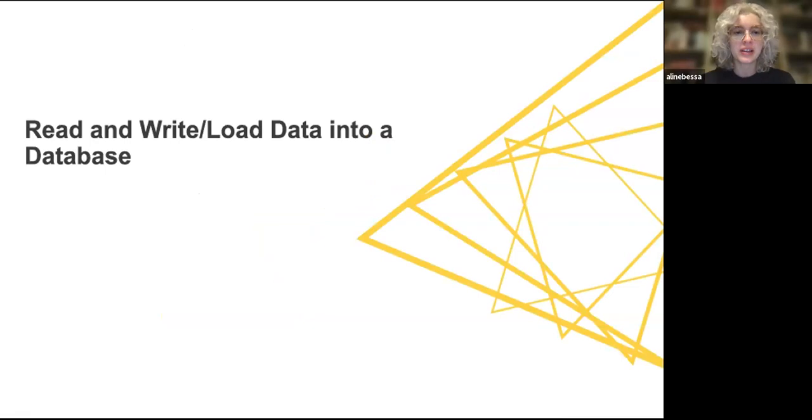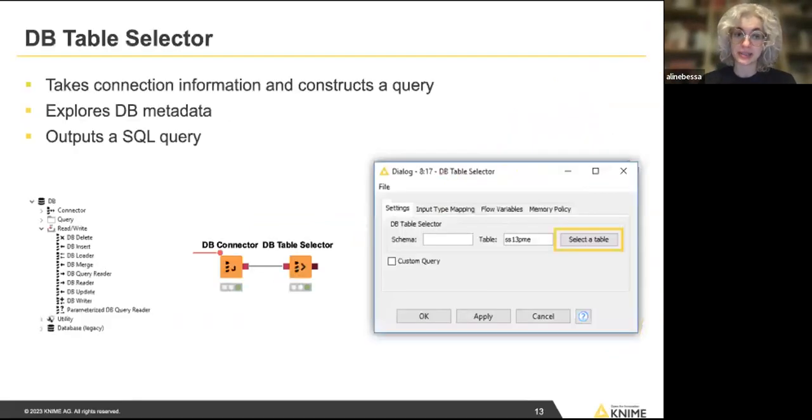Now, how do we read and write or load data into a database with KNIME, a relational database? Well, to read, as I said, first you start with the connector and then the DB table selector. You usually want to read a table. You can read many tables, but you usually start by selecting a table, not even reading, but selecting.